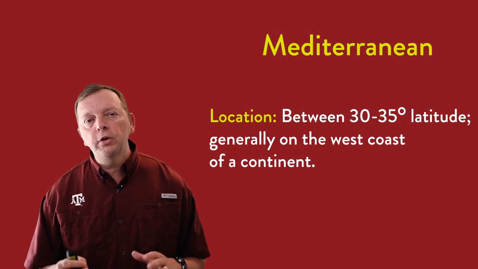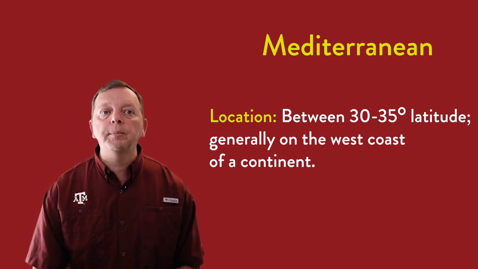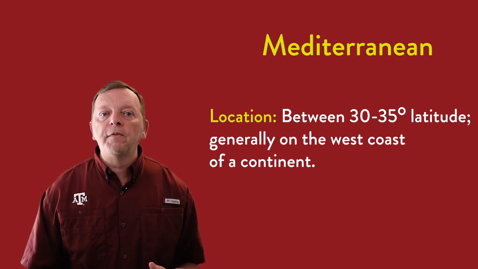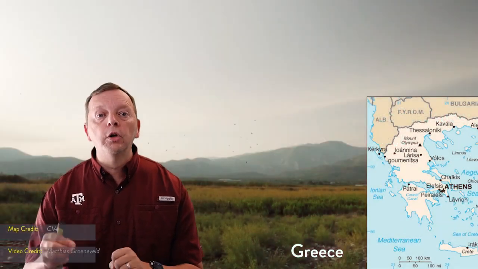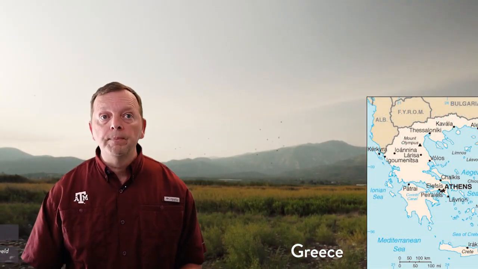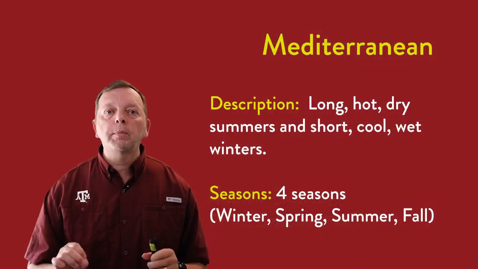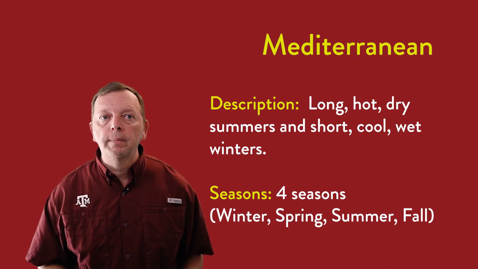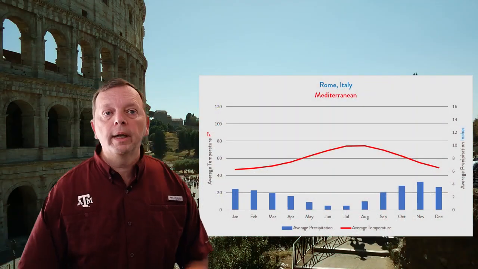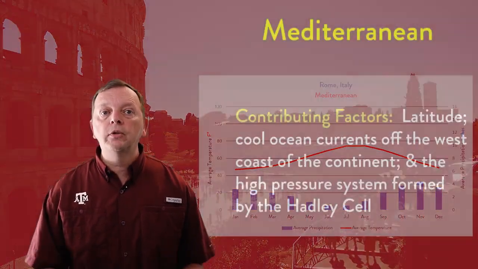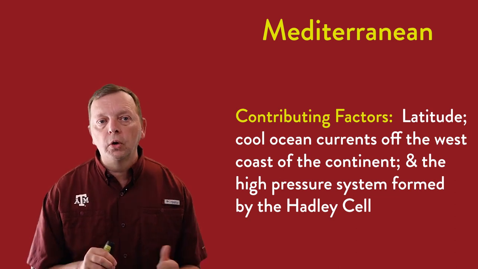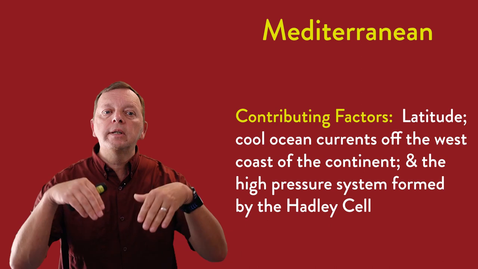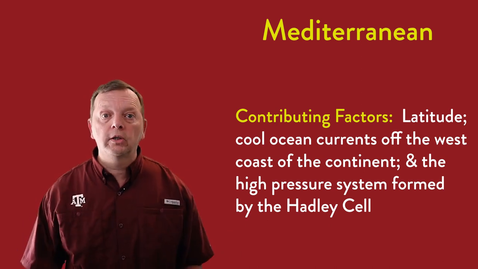The Mediterranean climate is usually found on the west coast of the continent between about 30 degrees and 35 degrees latitude. It is named for the same type of climate that we find in Europe around the Mediterranean Sea. Now, this has 4 seasons that are marked by short, rainy winters and very long, dry summers. For example, here's a climate graph for Rome, Italy. This climate is formed due to latitude, the cool ocean currents off the west coast of a continent, and the high pressure system caused by the Hadley cell pushing down dry air around 30 degrees latitude.